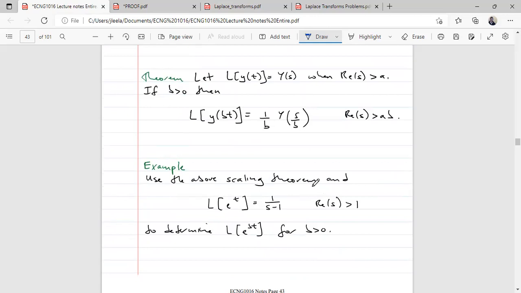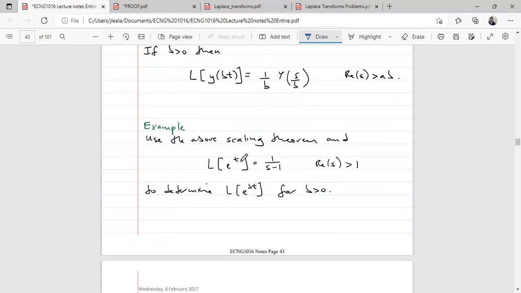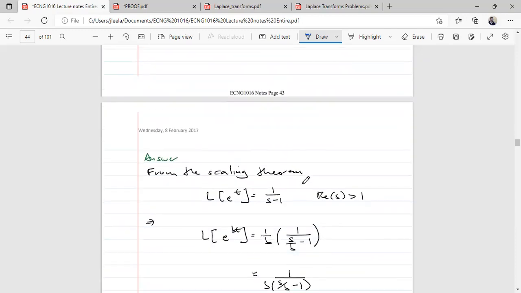Use the above scaling theorem to find the Laplace of e to the t. But we know the Laplace of e to the t is 1 over S minus 1, which is one of the earlier, the most common and straightforward results of the Laplace, right? And we know in this case the real of S is greater than 1, but we could just connect this result to this new theorem we just discovered, right? So to determine the Laplace of e to the bt for b greater than 0.